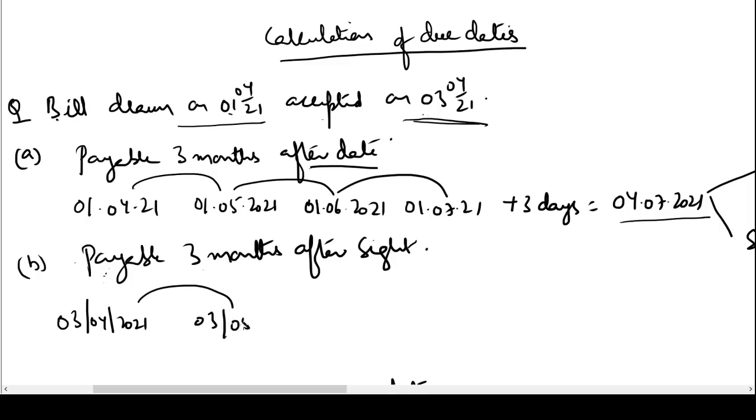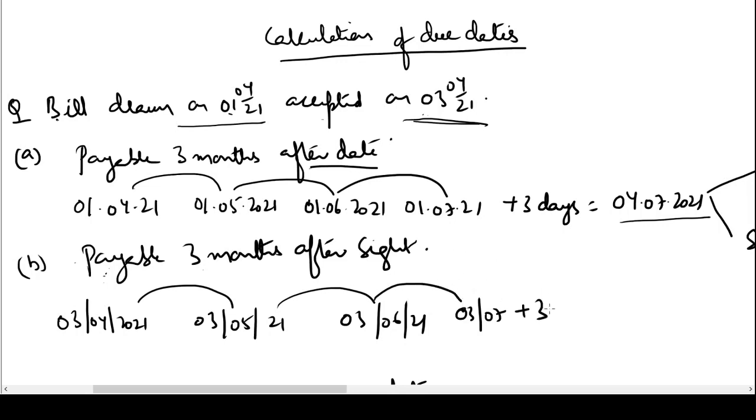3rd May, 3rd June and 3rd July. So 3 months is complete here. Plus we have to give 3 days of grace. In such case, it will become 6th July 21 as the due date.